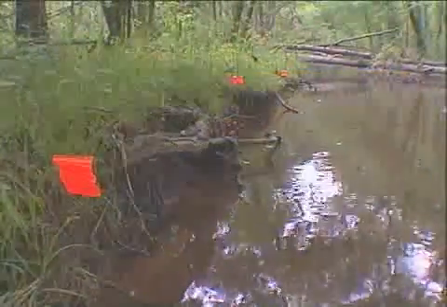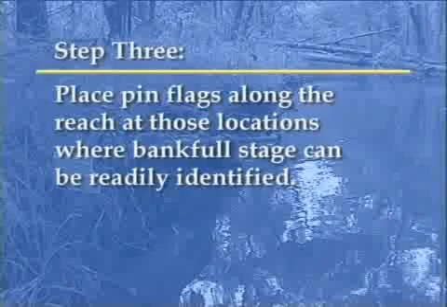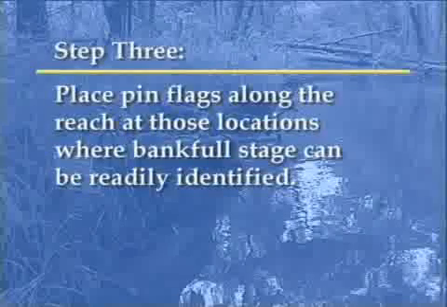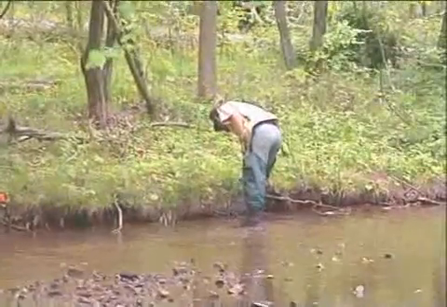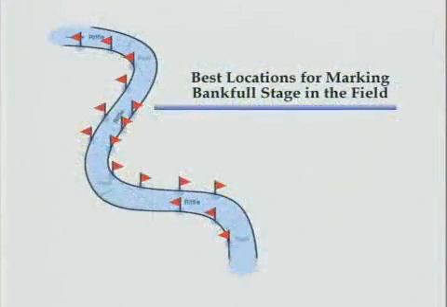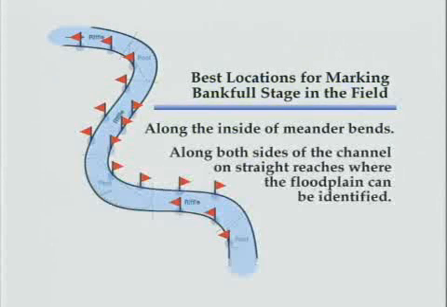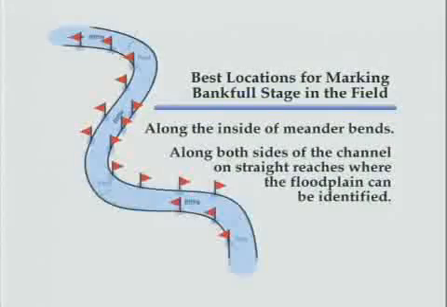When you have a general idea of where bankfull stage may be, place pin flags along the reach, but only at those locations where bankfull stage can be readily identified. That is, at locations where good indicators of bankfull exist. This generally means placing flags along the inside of meander bends and along both sides of the channel on straight reaches where the floodplain can be identified.